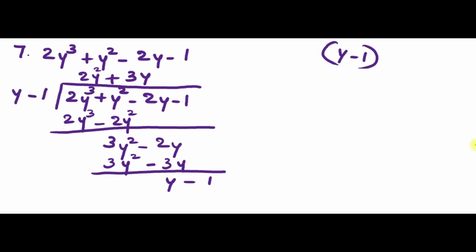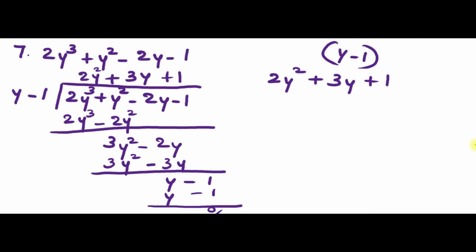y divided by y will give you plus 1. 1 into y will give you y. 1 multiplied by minus 1 will give you minus 1. Then y minus y is 0, and minus 1 minus minus 1 is also equal to 0. So I got the polynomial 2y square plus 3y plus 1.